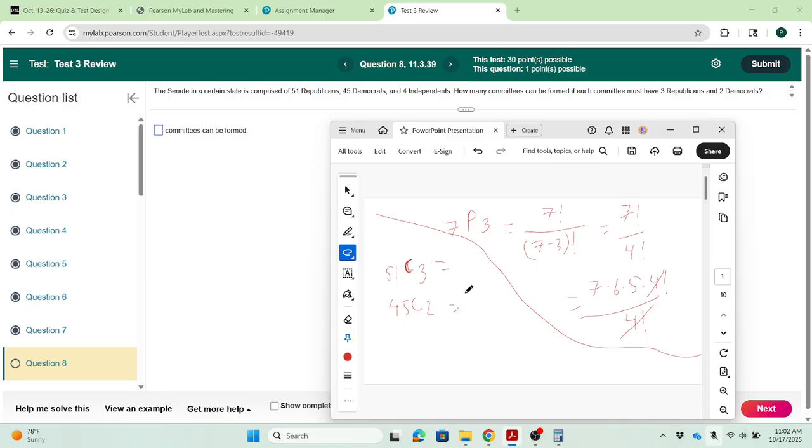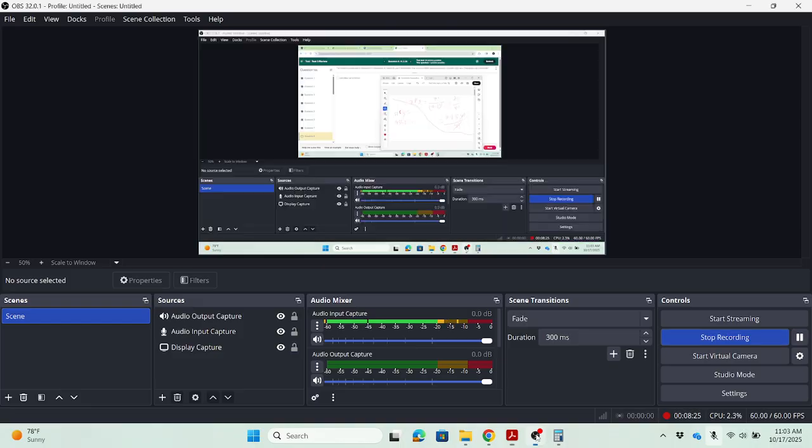So how many committees can be formed if each committee must have 3 Republicans and 2 Democrats? You need to find out these 2 numbers, and then multiply them to find out the total committees.